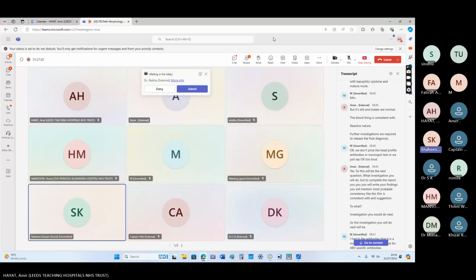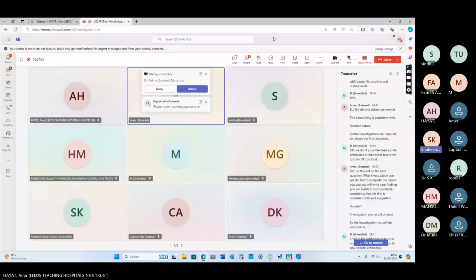Amir, can you repeat the poor risk molecular markers in CLL? NOTCH1, SF3B1, and which was the third one? It's BIRC3. BIRC3. Okay.